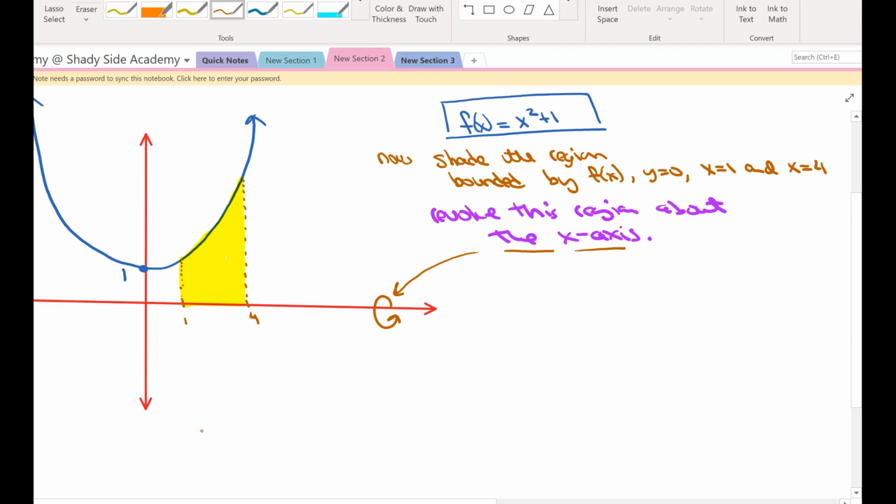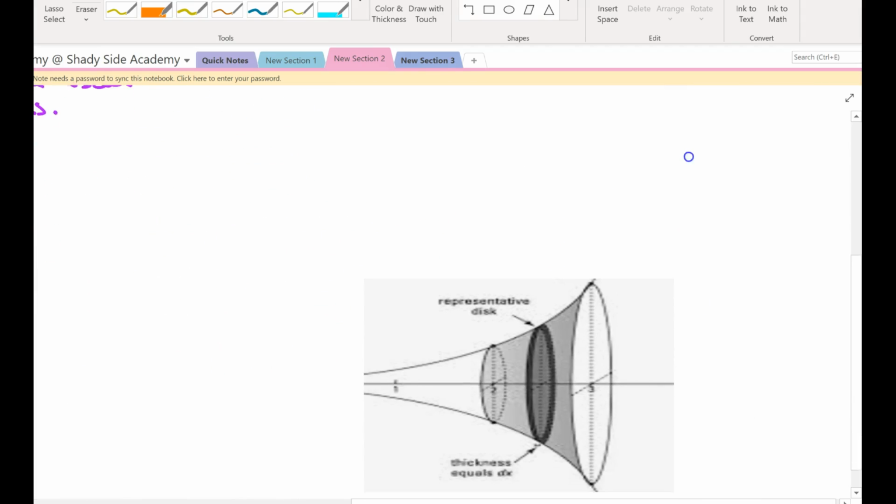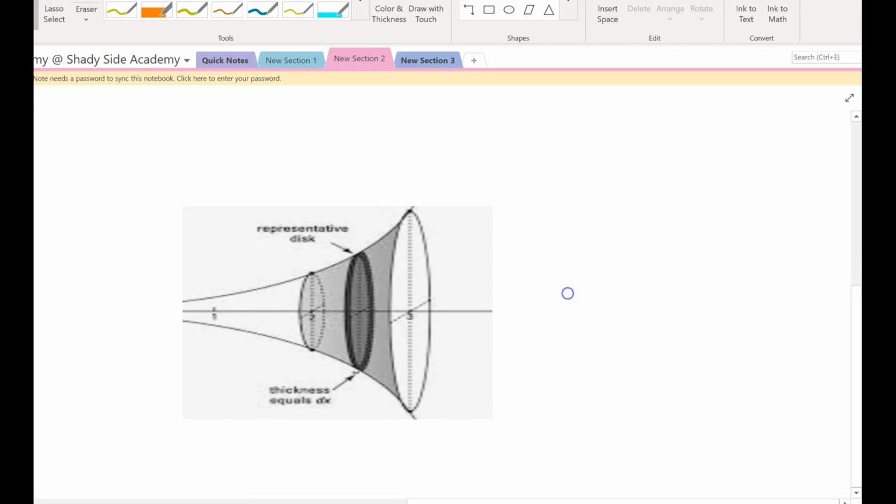And maybe I'll have you talk about what kind of volume that space describes. Sometimes those of us who are not particularly artistically inclined will have a hard time visualizing it. But if you look here, and you obviously don't have to copy this down, this is a visual I just clipped and snipped from the internet.